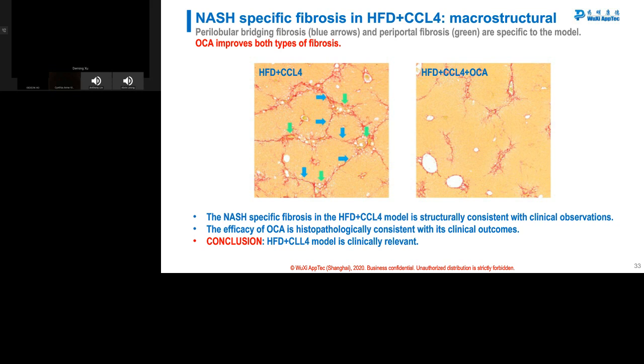Upon treatment with obeticholic acid, both types of fibrosis are significantly diminished. Our conclusion from this analysis is that the CCL4 model has the characteristic NASH-like fibrosis, and the efficacy of obeticholic acid in these two particular regions of the animal model leads us to believe that this model is more clinically relevant. Let's move to the next slide.